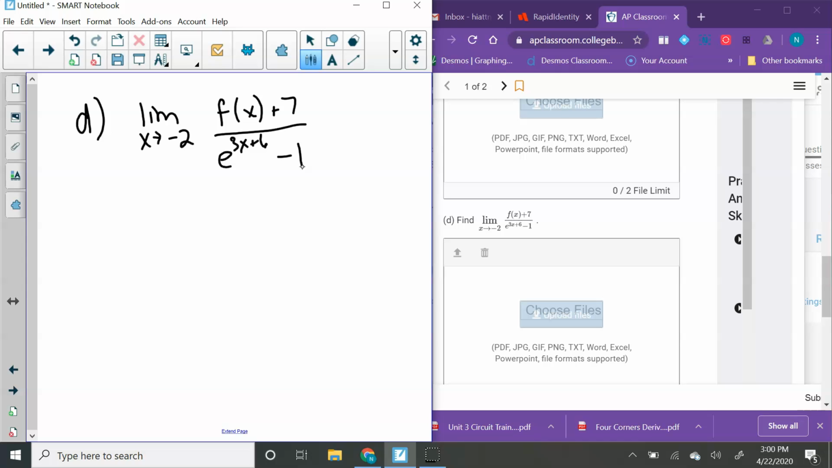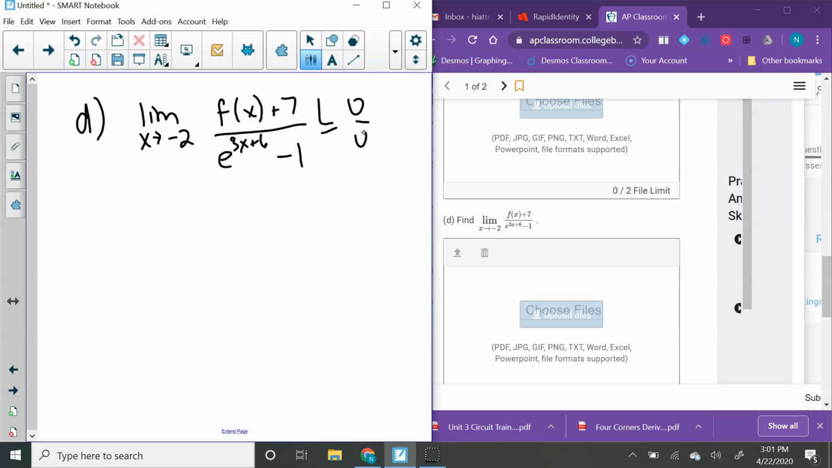But this is a situation where we can apply L'Hopital's rule. However, to apply L'Hopital's rule, L'Hopital's rule is the rule that tells us if we take the derivative of the numerator and the derivative of the denominator, then we can plug in our negative 2 and get our limit. But L'Hopital's rule only applies if the limit of the top is 0 and the limit of the bottom is 0. You cannot just say this equals 0 over 0.